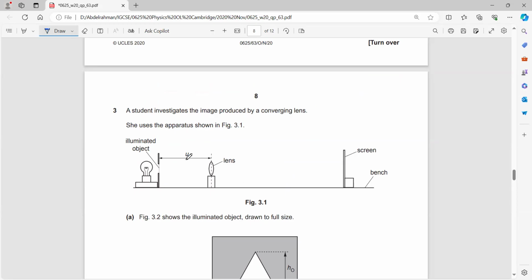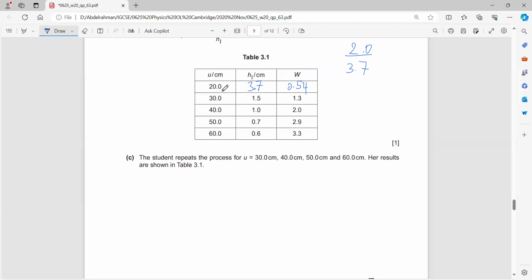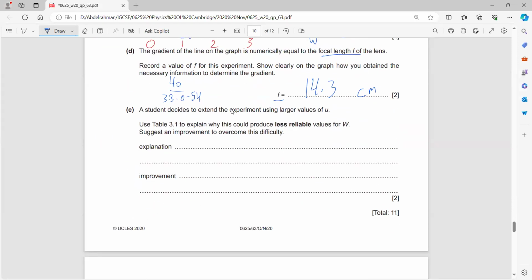So he wants to extend the experiment. He wants to repeat the experiment for more values of U: 20, 30, 40, 50, 60. He wants to increase the values: 70, 80, 90, 100. Suggest why this could produce less reliable values for W. Why would this produce less reliable values for the image? Any ideas? Yeah, it's more of an out of the box question. It's a new question. It's a critical thinking question.